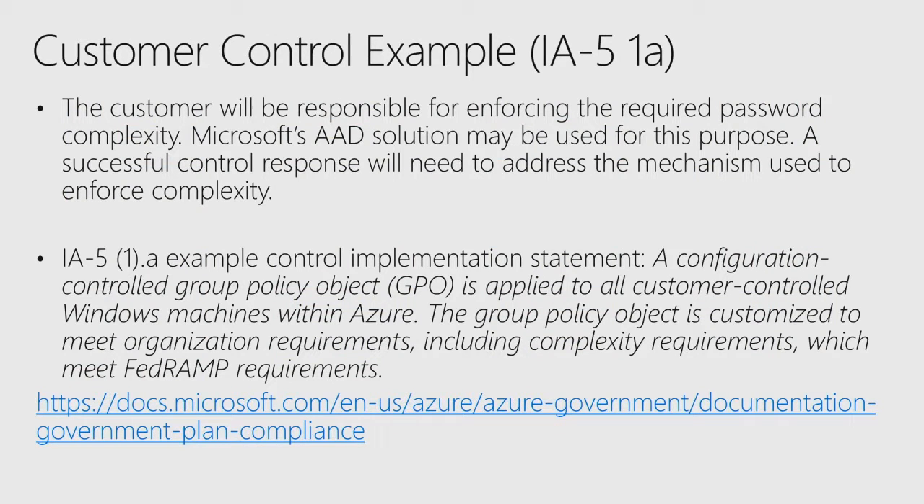This is an example of a control, and this is also part of the compliance documentation that Azure Government puts out to help you understand how you could write a control response. This is IA5 1A, and really it's talking about the enforcement of required password complexity. That can be implemented via a group policy object in Active Directory. And you can say, we're doing that, and we've implemented it. Just to read that out quickly: the customer will be responsible for enforcing the required password complexity. Microsoft Azure Active Directory solution may be used for this purpose.